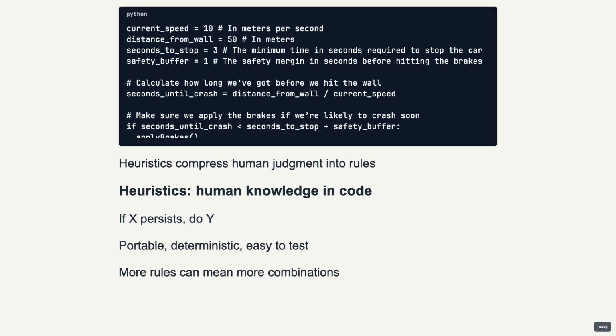The weakness appears when the rule set grows. Once several inputs interact, the number of cases expands quickly, and a rule that made sense alone can behave badly when combined with others.